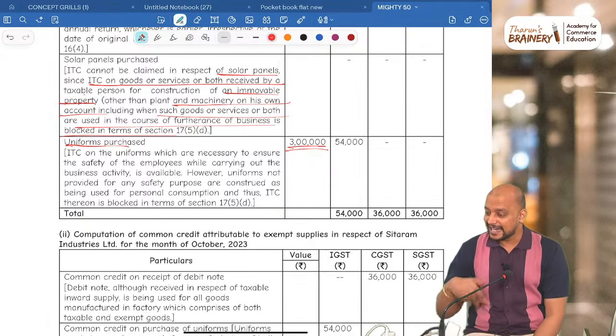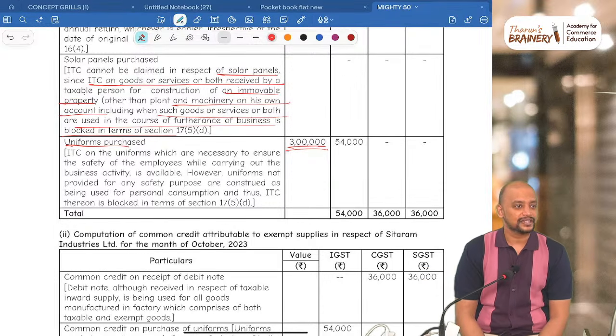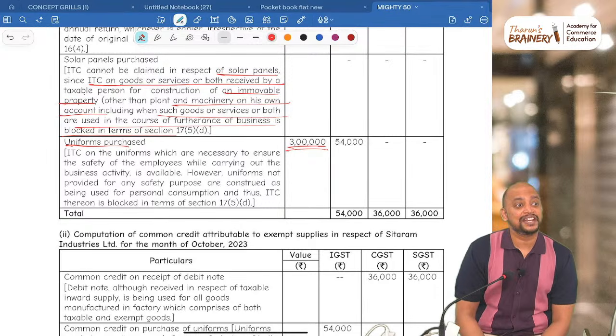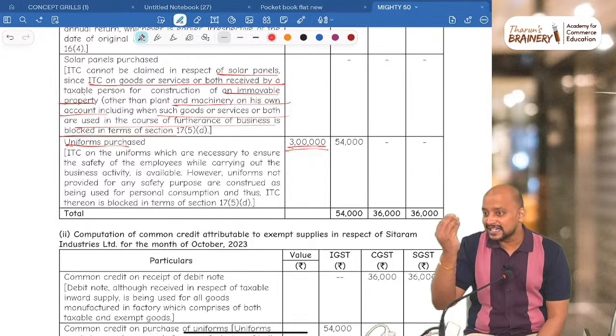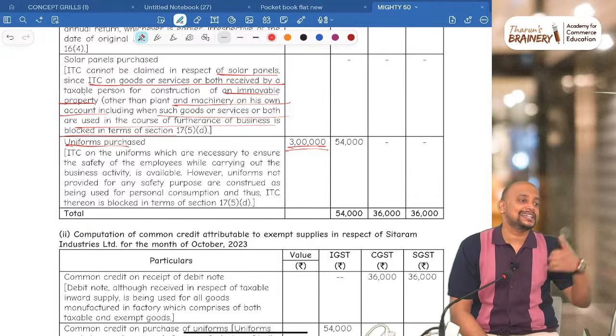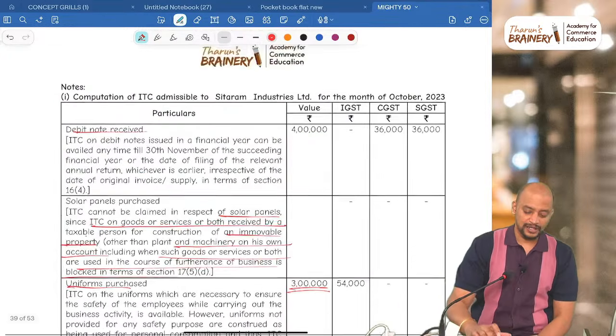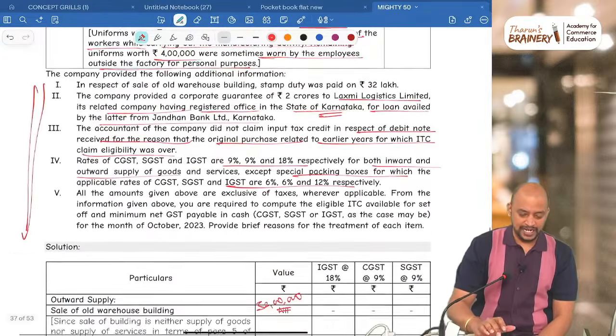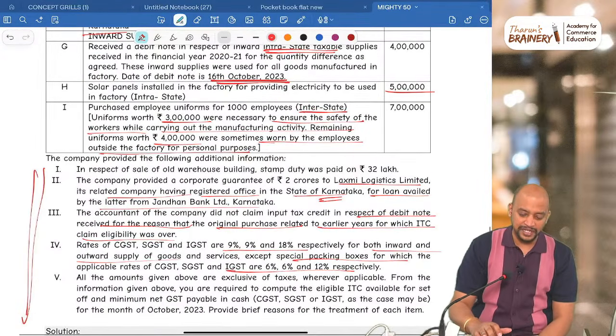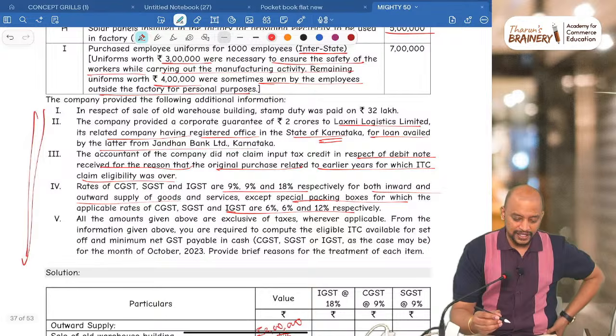What if they are selling the t-shirts? Then it will become a supply, 7(1)(a). They are selling it, consideration is there, then it will become a supply. Can they take ITC on the t-shirts purchase? Yes. That is with respect to this, and we don't have any other transaction in inward.